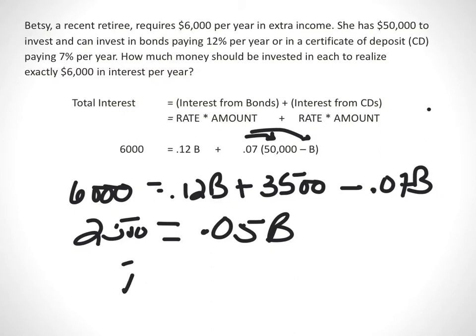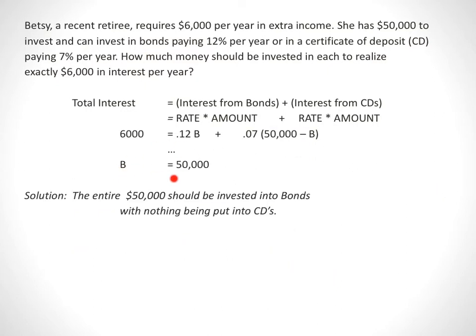Go ahead and divide through by that 0.05, and that tells you that bonds are 50,000. So what we need to do is put 50,000 into bonds, but that doesn't leave any money for CDs. So we're going to put all of it in bonds and nothing in CDs. So we've solved it down to 50,000, and our answer is a complete sentence answer where the entire 50,000 should be invested into bonds with nothing being put into CDs.